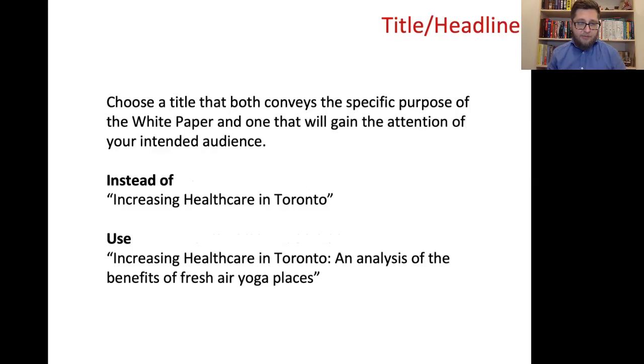So for example, if you use just a very broad "Increase in healthcare in Toronto," that definitely introduces a problem, but what is the specific of that? Because usually you can find a number of such topics. So instead of using this broad title, use "Increasing healthcare in Toronto: an analysis of the benefits of fresh air, yoga places," or whatever. So do this clarification or specification of the problem.